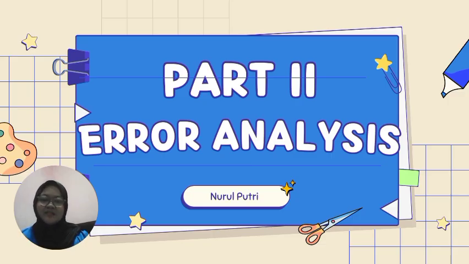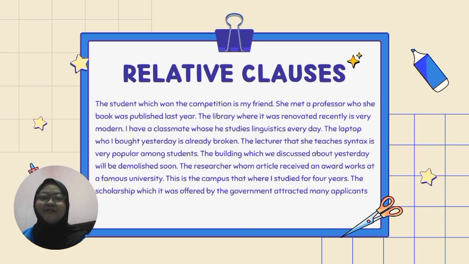Let's begin with the first paragraph about relative clauses. This is the original paragraph provided by the lecturer. At first glance, the paragraph looks correct. However, after reading it carefully, we can find several mistakes involving relative pronouns, unnecessary pronouns, and incorrect sentence structures. The goal of this analysis is not only to correct the sentences but also to understand why they are incorrect.